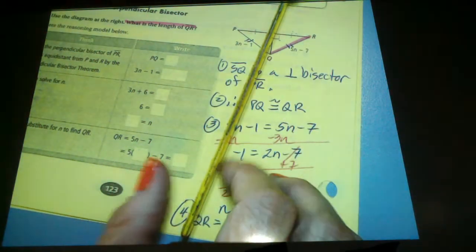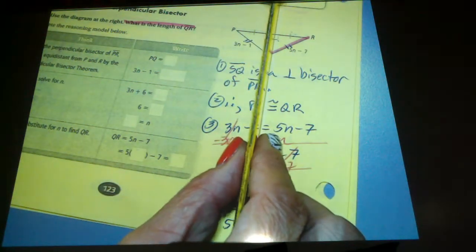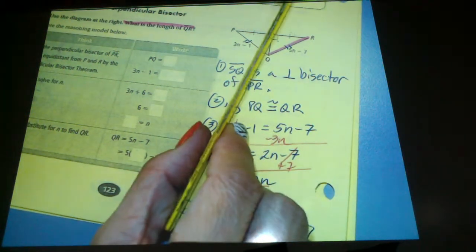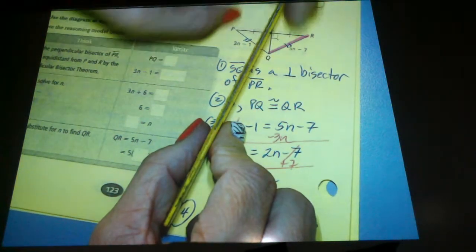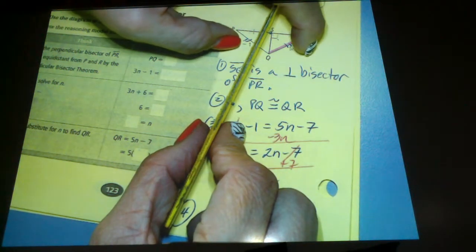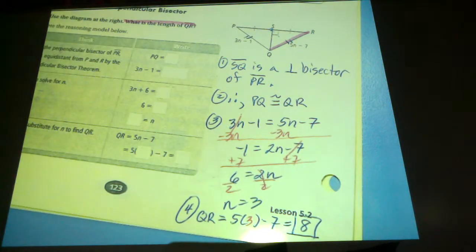The only way I can conclude that these sides are equal is if this is both perpendicular and bisects that segment it's cutting. It has to be both. If it's just a segment that's been bisected, then all I can conclude is that those two are equal. I can't make the additional conclusion that those are equal. Does that make sense? Is that answering your question? Okay. All right, so we're good with that.